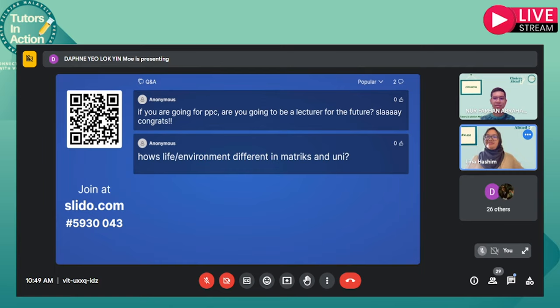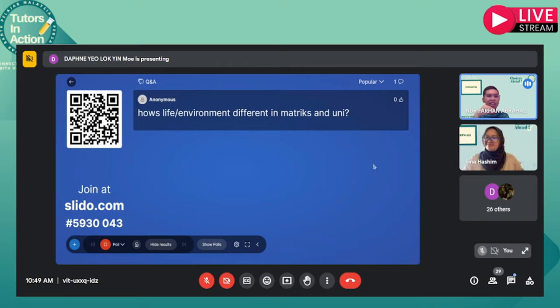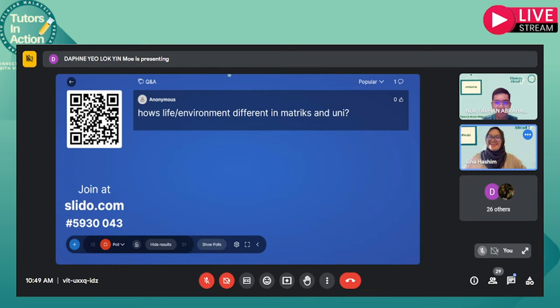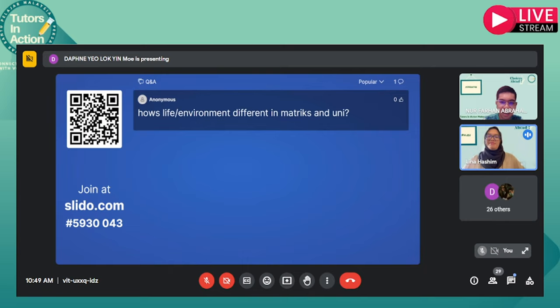So last one, how's life or environment different in matrix and uni? Okay, I get this a lot, even from my junior. Ada beza dia banyak. Dekat matrix, they do not go far from high school, but dekat uni for like asasi ke, I think a bit far lah sebab first environment ni asasi dekat university. Matrix tak jauh sangat daripada high school, which means kalau you are not ready to go into university, you tak fully prepare for that, dia akan be difficult lah for you. So that's the first thing.